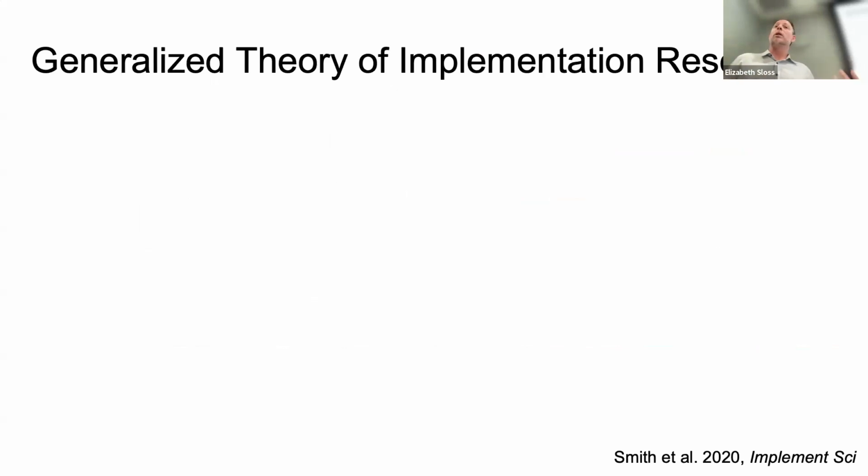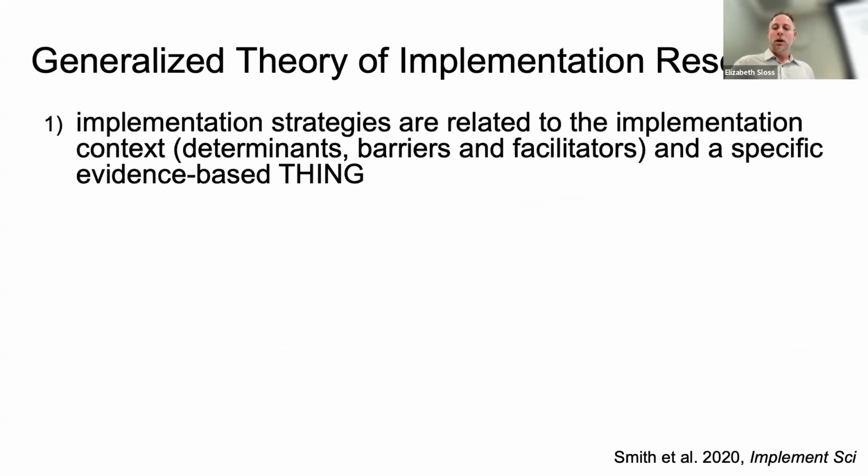But we came up with this generalized theory of implementation research, which essentially is 3 core assumptions or statements about the kind of research that we do. So one underlying theory is that the implementation strategies that we select should be related to the implementation context, right? The specific barriers, facilitators, and other determinants in the setting we are going to be implementing in, and our specific evidence-based thing, right? So there has to be more or less a 3-part Venn diagram that all overlaps, right? I'll show this in a logic model format here in a minute.